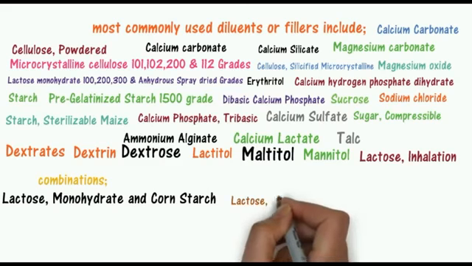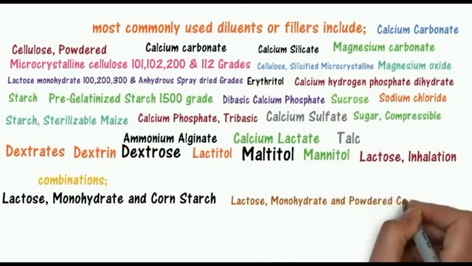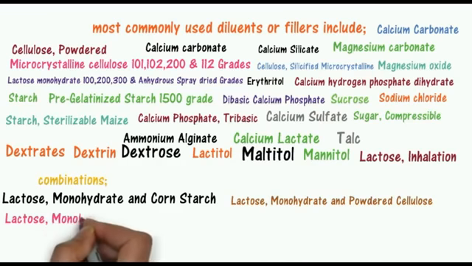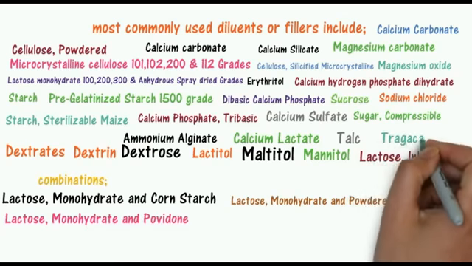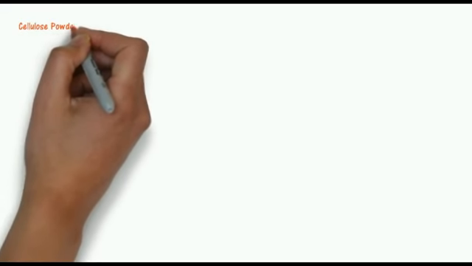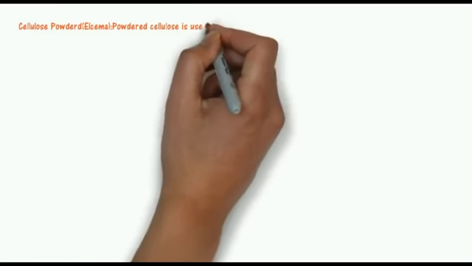Then lactose monohydrate and powdered cellulose. The next combination is lactose monohydrate and povidone, and lactose monohydrate and microcrystalline cellulose. So we will first discuss the cellulose powder.